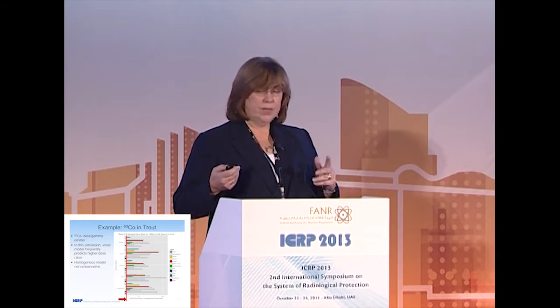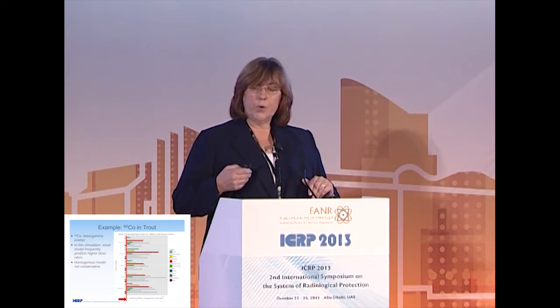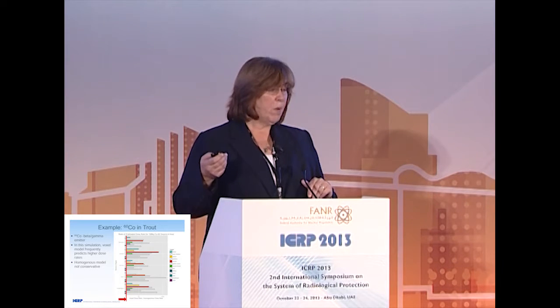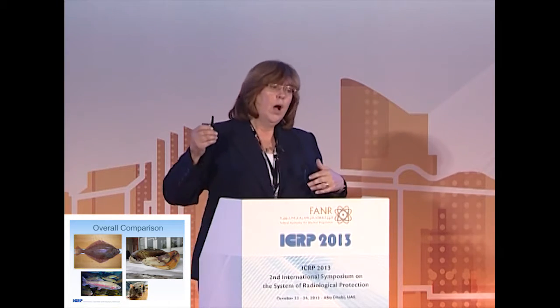Cobalt-60 in the trout, again, this is a beta-gamma emitter. And what we see is the voxel model frequently predicts higher doses. So the homogeneous model is probably not conservative. So, okay, what does all this mean?